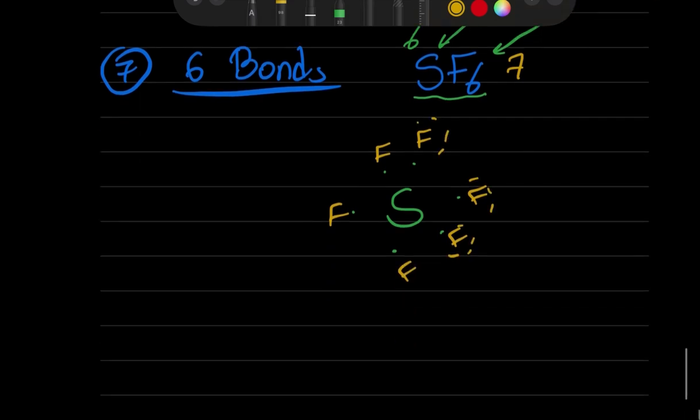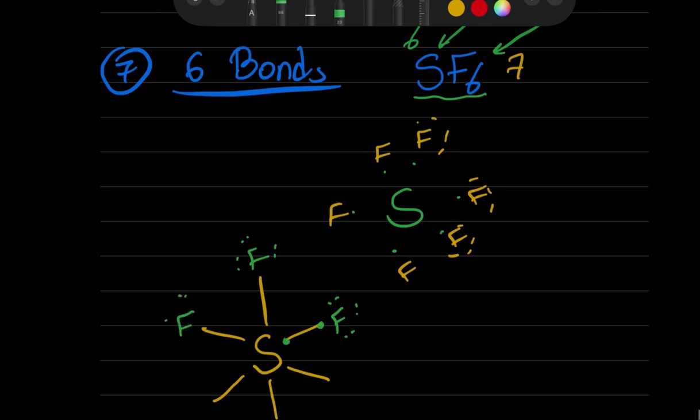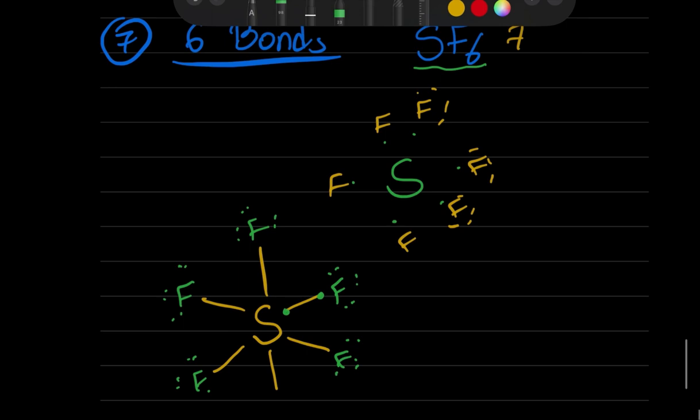I just want to redraw it again in a more organized way. You have S, and here you have F, with 1, 2, 3, 4, 5, 6 electrons on each. You ask me, where is the 7th electron? Actually, it's in the bonding in here, you know, this is a sharing process.